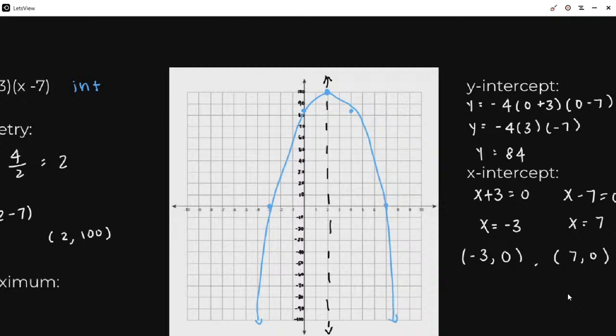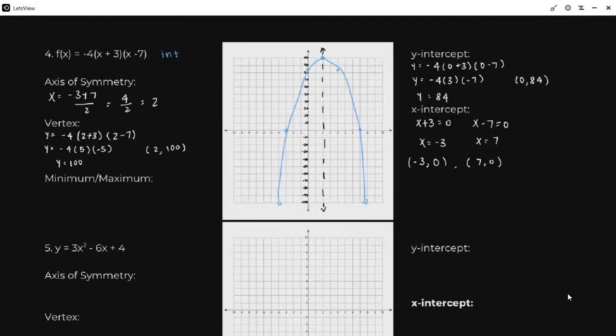So since it's opening down, that means we have a maximum. And the y value would be y equals 100, since that was our highest point.